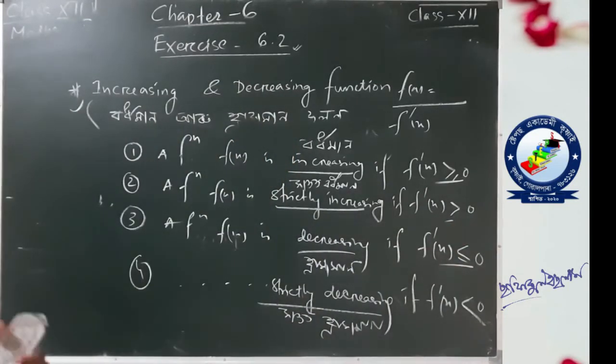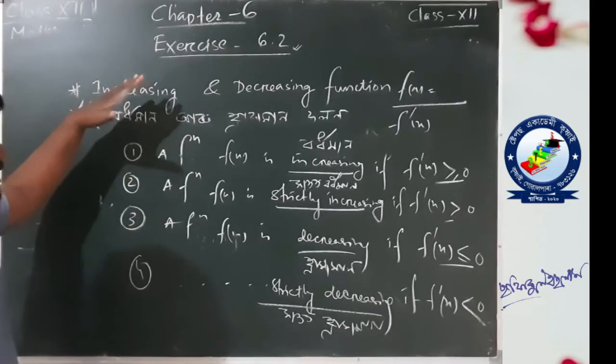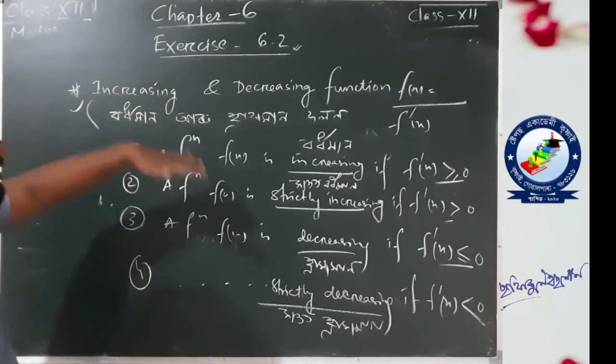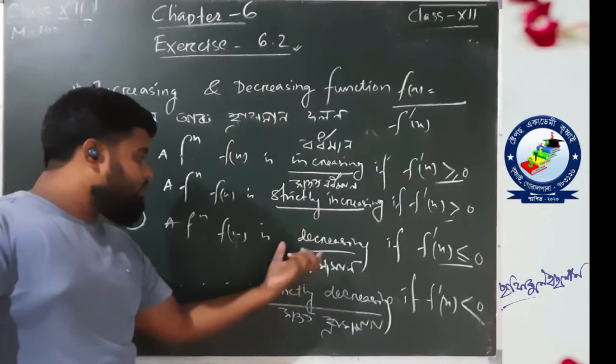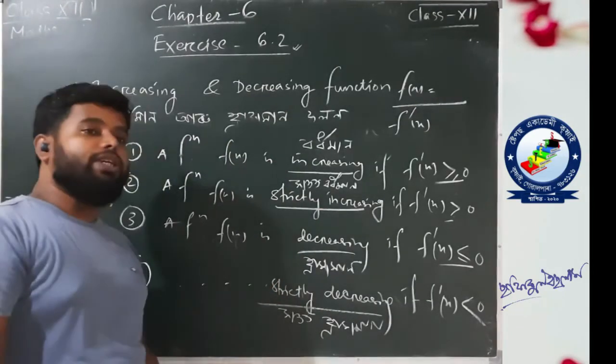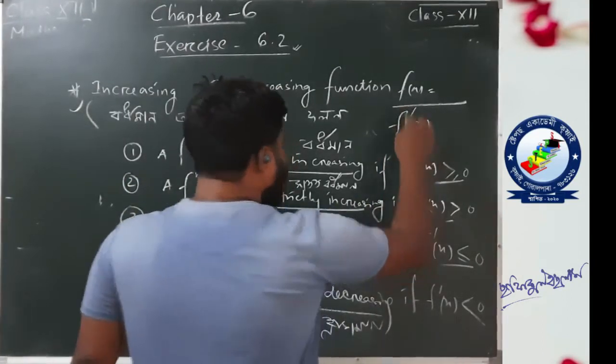So these four topics actually we are going to discuss in this chapter. In this exercise we only have these four concepts: what is an increasing function, what is a strictly increasing function, what is a decreasing function and what is a strictly decreasing function, and the conditions. These are the four conditions.